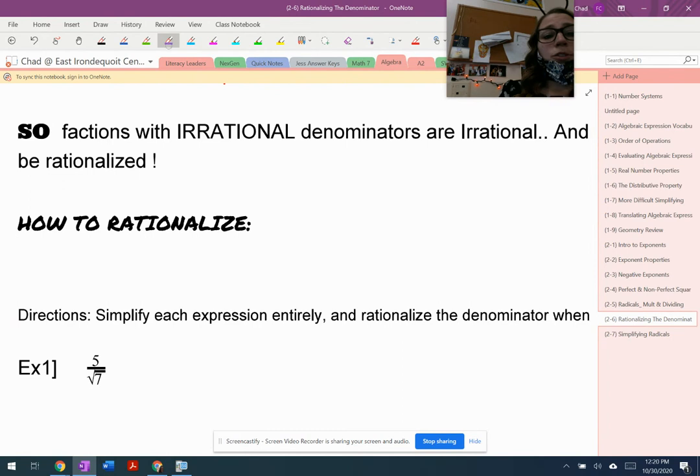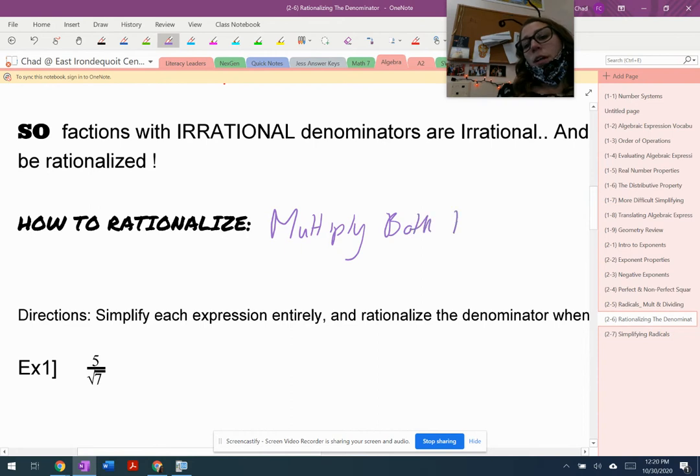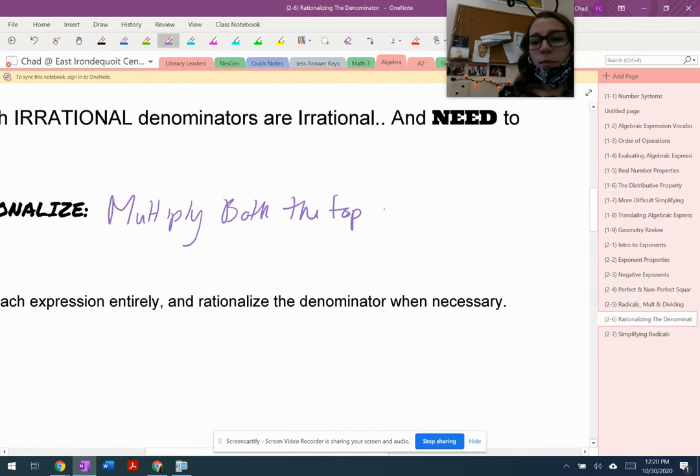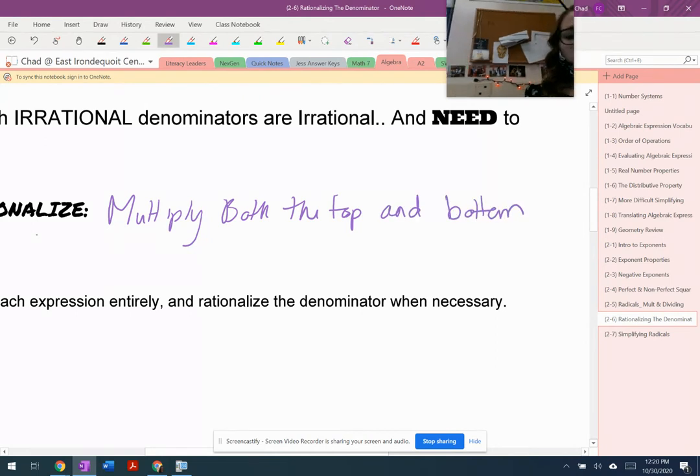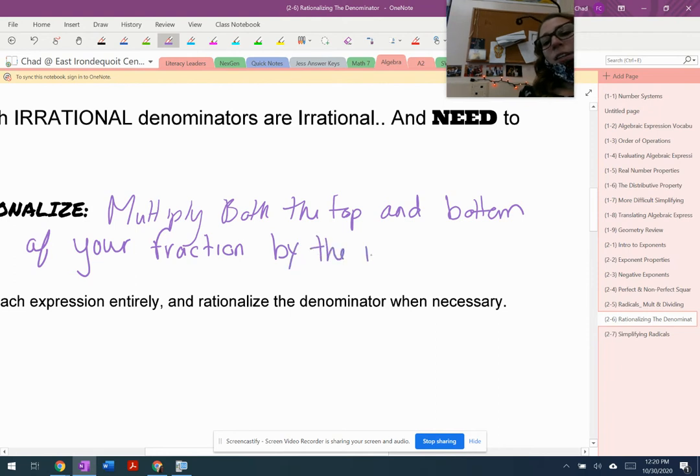You are simply just going to multiply both the top and bottom of your fraction by the irrational number in the denominator.